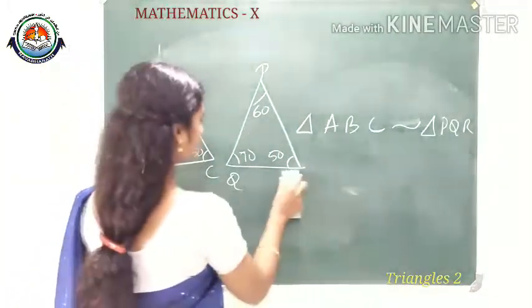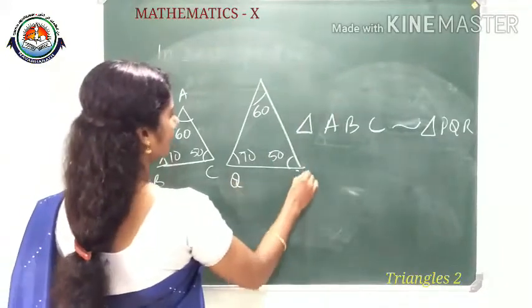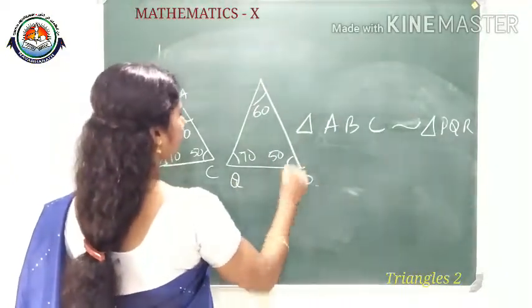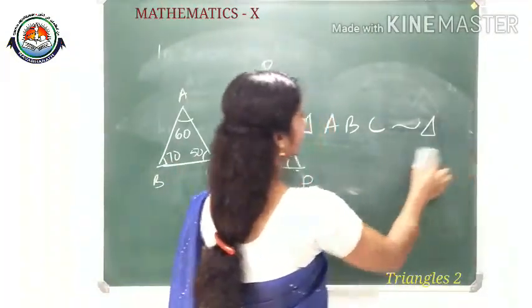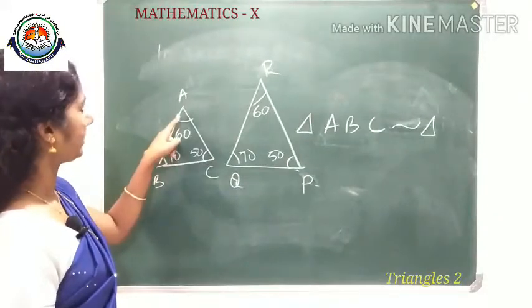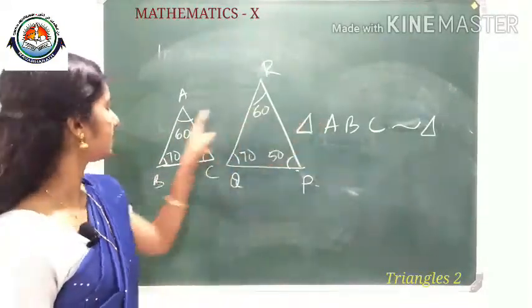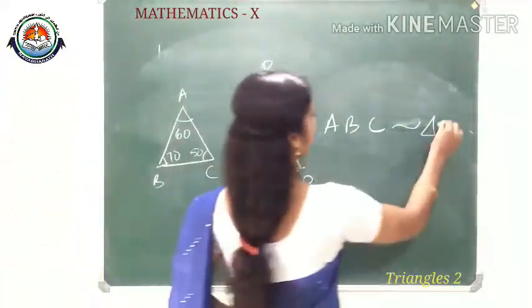Okay, suppose the names are given like this: this is Q, R, now P, this is R. So how will you give the proof? You will not give the PQR name. Naming is important. The angle that corresponds to A, you write first. So the corresponding angle should be first, so R is coming first.